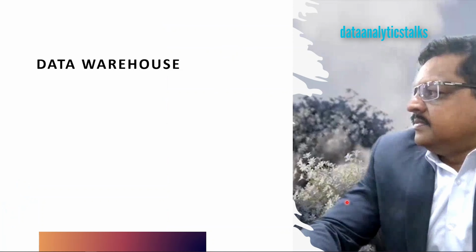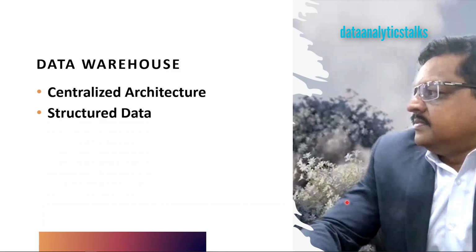So data warehouse, it is characterized by centralized architecture. A data warehouse is a centralized repository where data from various sources is consolidated, transformed, and stored for analysis and reporting. Secondly, it is optimized for structured data and relies on predefined schemas to organize data into tables, rows, and columns. And thirdly, it is supporting batch processing. The data is typically loaded into the warehouse through batch processing, which can lead to latency in data availability.